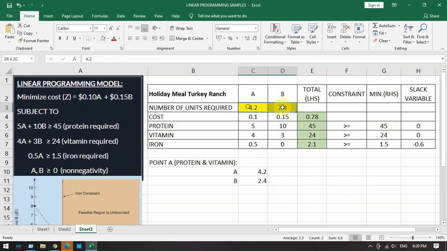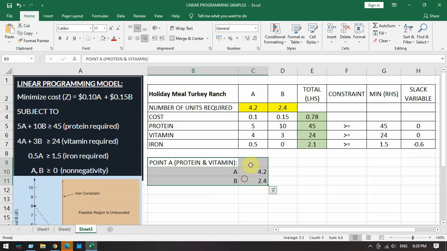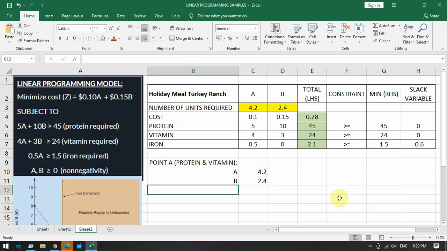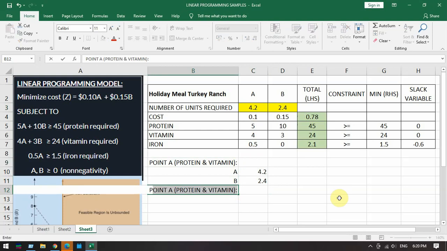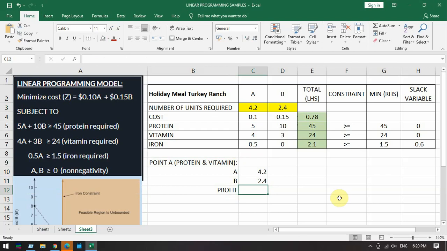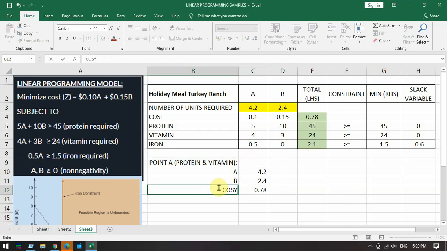Okay, it's actually equal to this one, but we're doing this on the assumption that we still don't know our A and B values. Okay, and our profit here, for point A, will be this one times, sorry, that should not be profit, but let me just finish this formula. So this is cost, since we're talking about cost, right? And then the point B that we will have is for vitamin and iron.